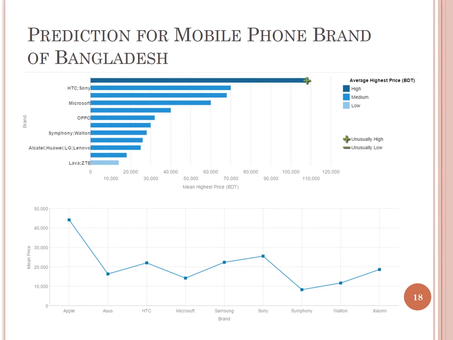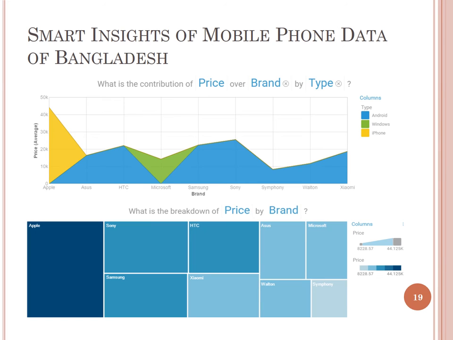The second insight shows price is a continuous target, so by using linear regression approach, we can find there is a significant strong effect of brand on price. So the price is high in popular brands, for example Apple. In this case, the smart insights of this slide show that Apple brand has highest price.